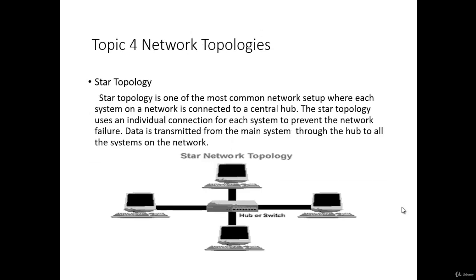Star topology. Star topology is one of the most common network setups where each system on a network is connected to a central hub or switch. The star topology uses an individual connection for each system to prevent network failure. Data is transmitted from the main system through the hub to all the systems on the network.